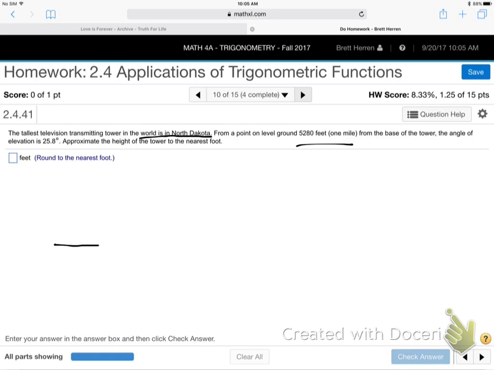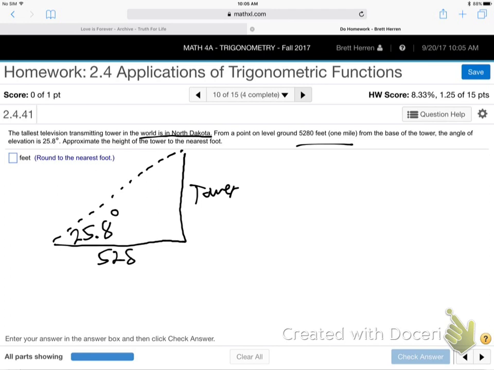Okay, let me draw a picture for you. So we have this tower, and we have this angle of elevation, 25.8 degrees, and this is 5,280 feet away from the tower. How tall is the tower? That's what they're basically saying.